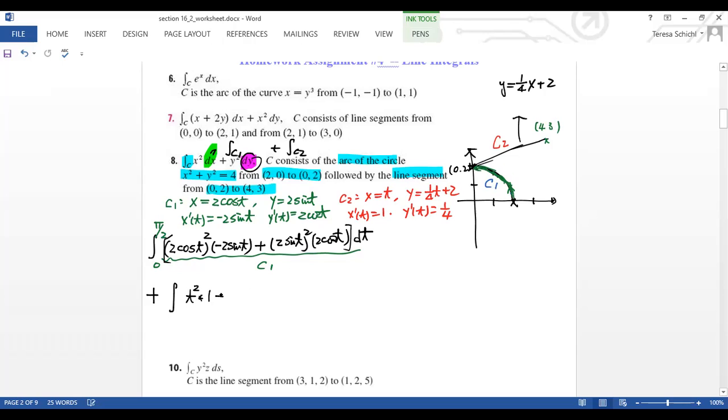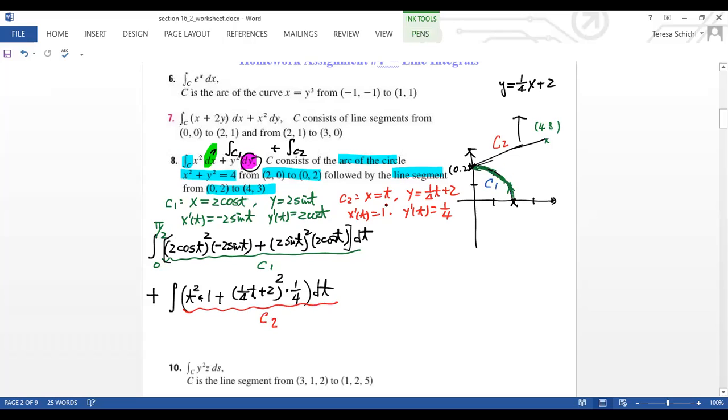So then plus y squared. What is y squared? Y squared is 1/4 t plus 2, the whole thing square. Then here's dy. So what I need to do here? 1/4. Okay, now finally, this is d2. And now this is the integration along the curve C2.